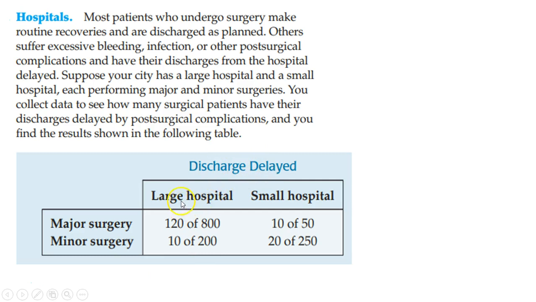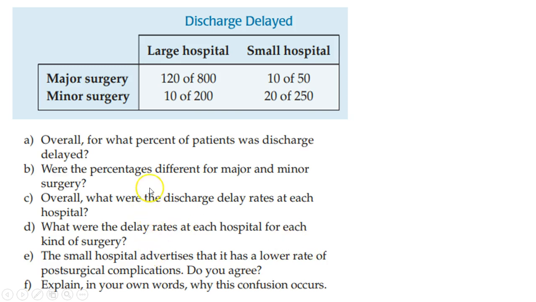You have your discharge from a large hospital versus small hospital. Major surgery, small surgery. It says 120 of the total of 800, 50 out of 10 out of 50, 10 out of 200, 20 out of 250, and so on. So it says overall, all right, for what percent of patients was discharge delayed? All right, so we're looking for discharge delays. So we're looking at percentages.